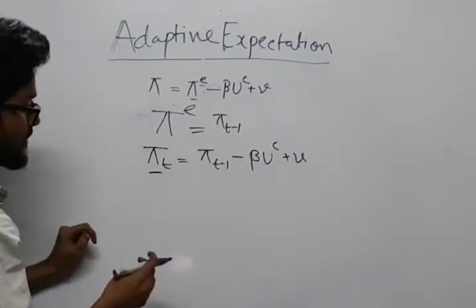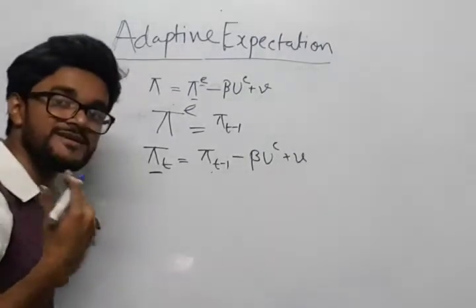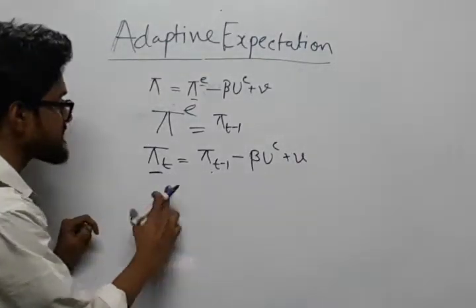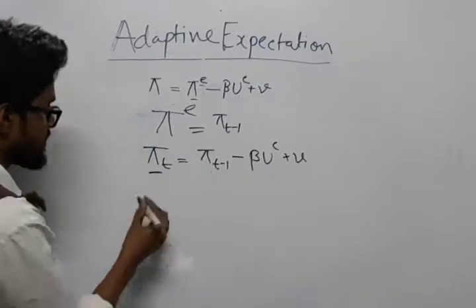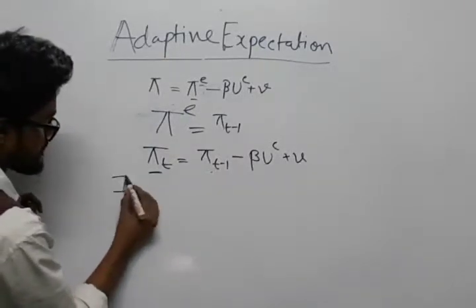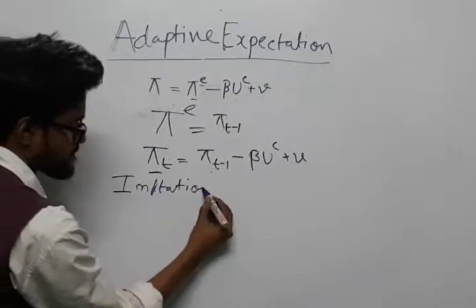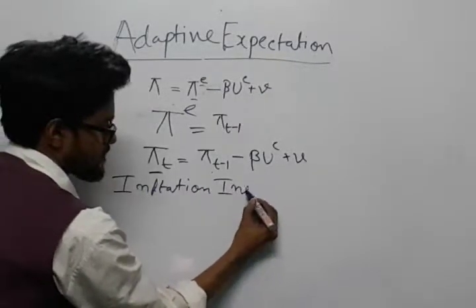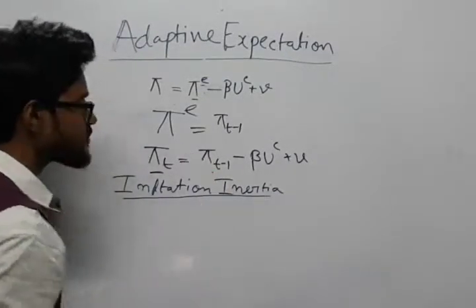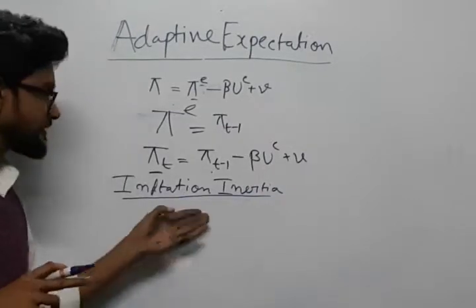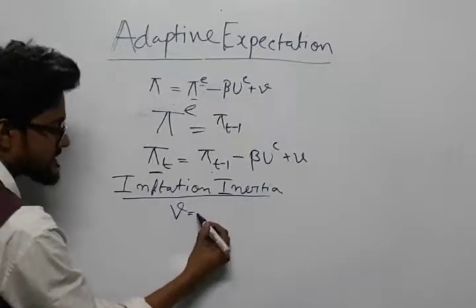Now, this is also known as inflation inertia. That is, it leaves an inertia of previous year inflation on current year's inflation. This is known as inflation inertia.